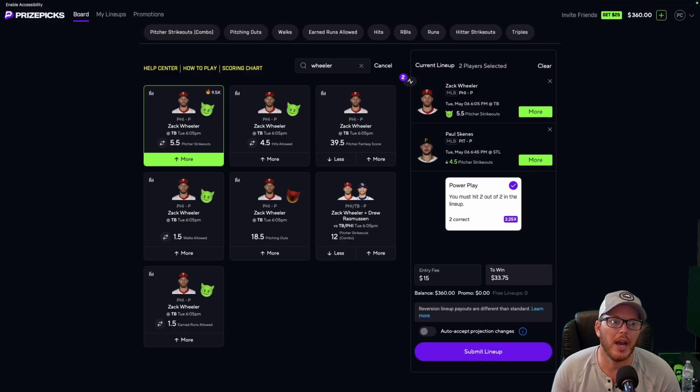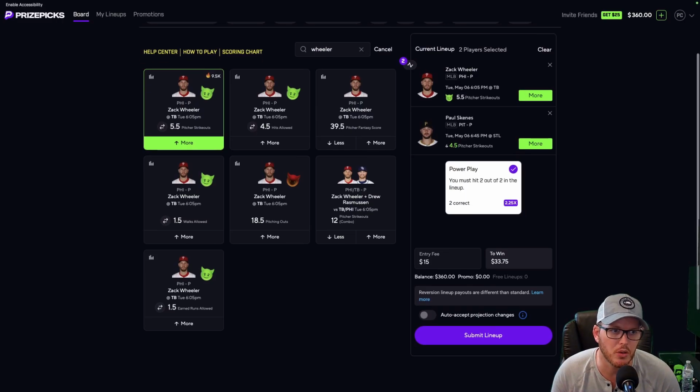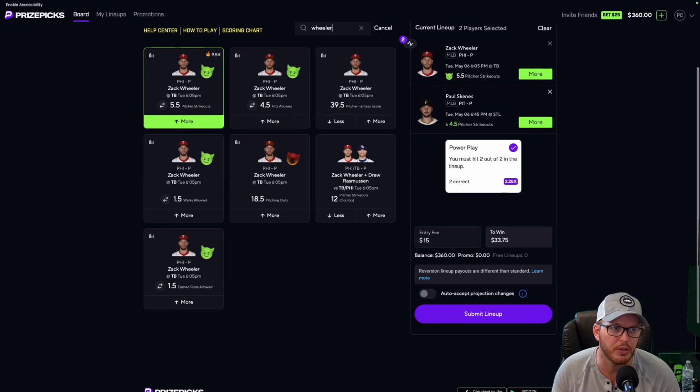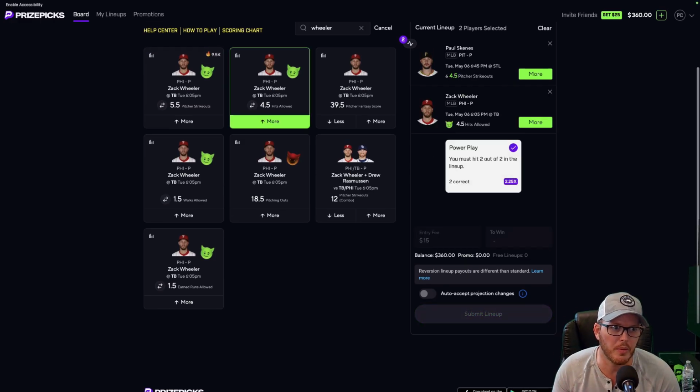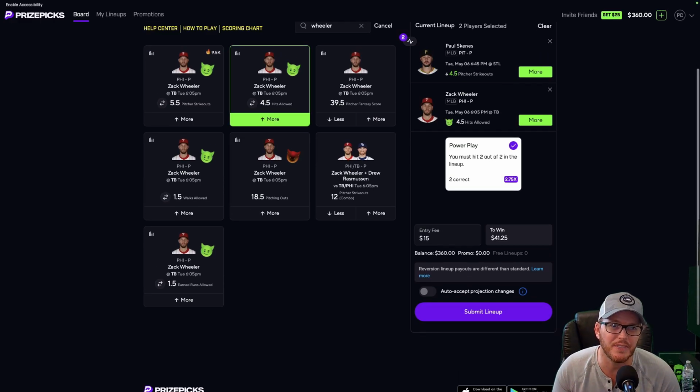So with all that in mind, we are taking Zach Wheeler over 5.5 Ks, and this will pay 2.25x. Now let's look at the hits allowed, 4.5. It pays 2.75x. So if you actually wanted to take his hits allowed, which you saw he's going over 76% of the time, you could take that as well. I wouldn't begrudge you a bit.